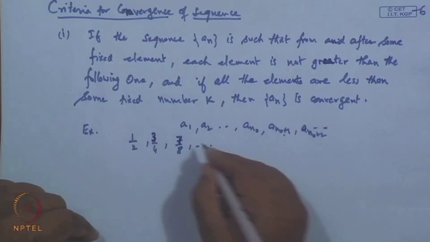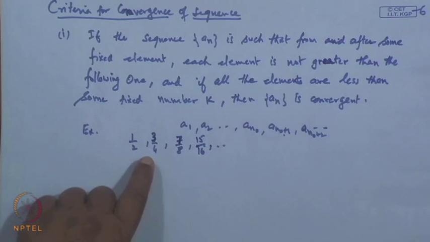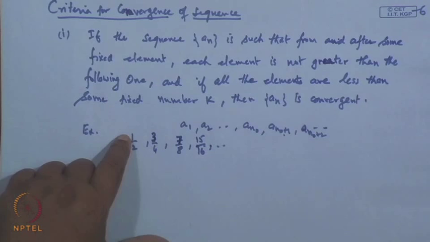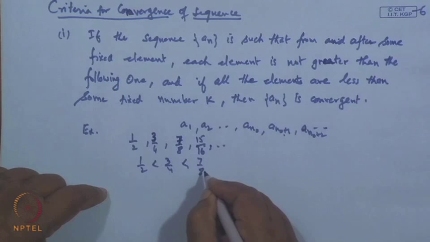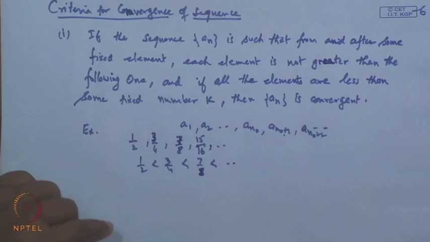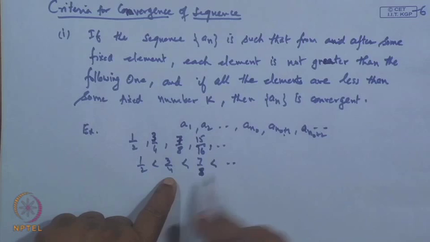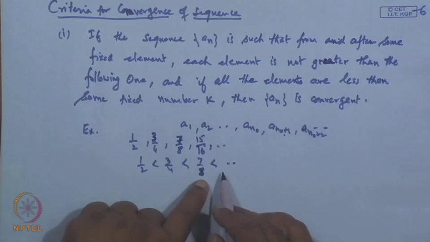If we take this example, then the first term is half, the second term is 3 by 4. So half is less than 3 by 4, less than 7 by 8, is it not? Less than like this. So, each element is not greater than the following one, and all the terms of the sequence are bounded by some number k. All the terms are less than 1.